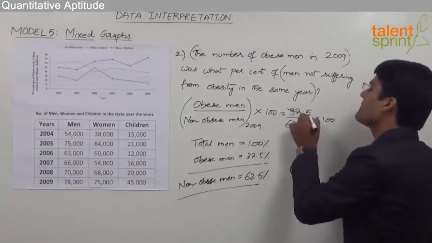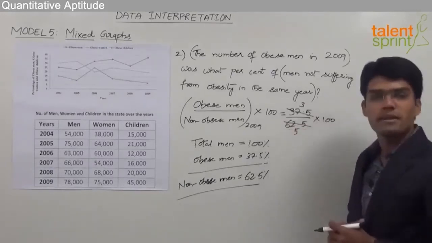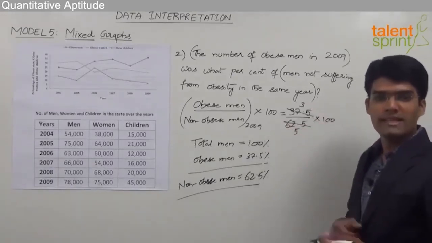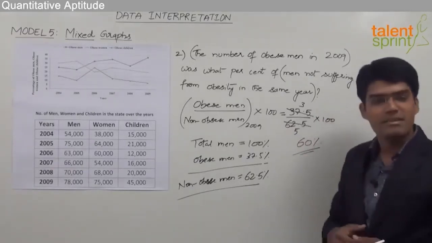Now 37.5 is 12.5 into 3 and 62.5 is 12.5 into 5. So the value here is 3 by 5 into 100. We know that 3 by 5 is 60%. So the answer for this question here is 60%.